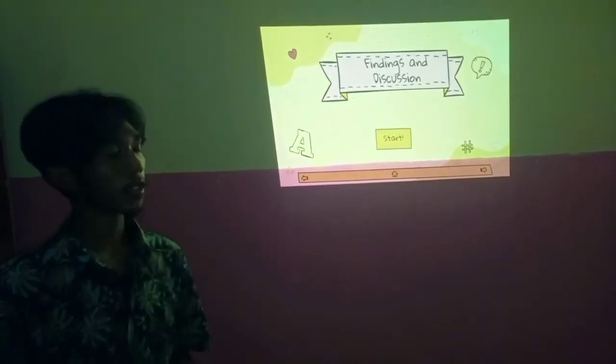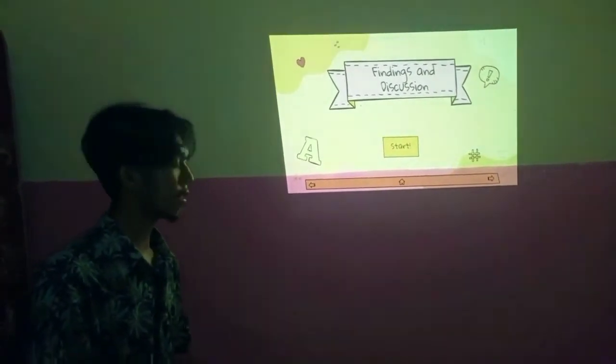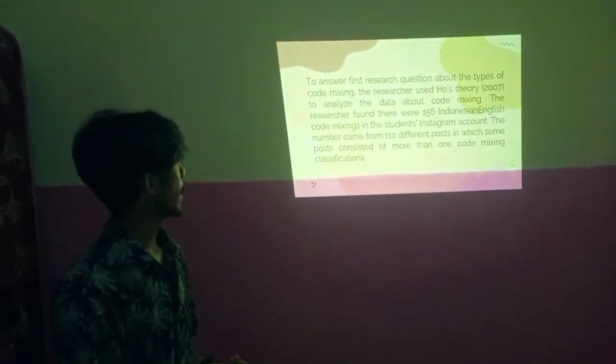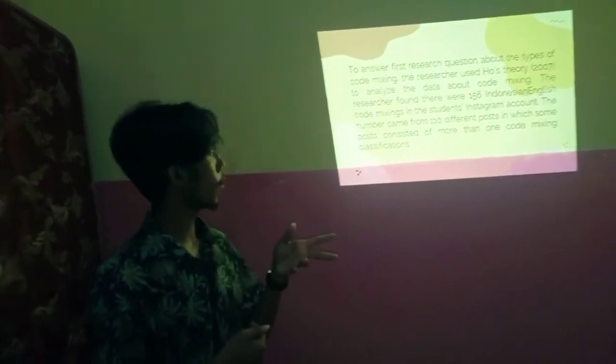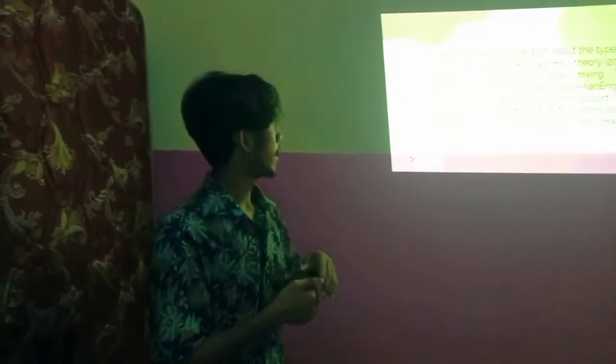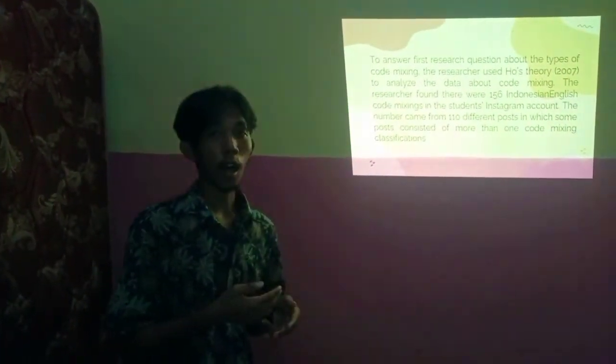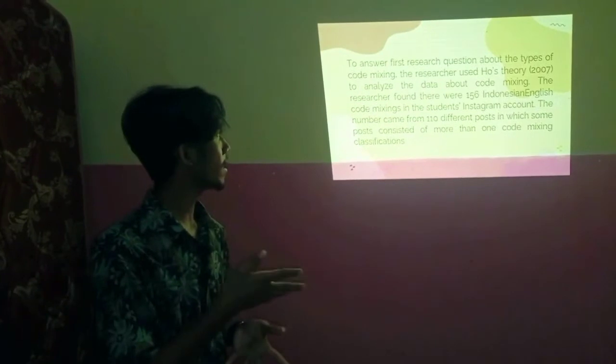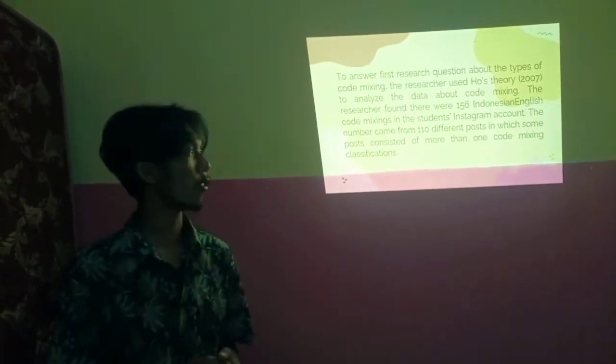Okay, let's move to findings and discussion. Next slide. To answer the first research question about the types of code mixing, the researcher used Hoffmann's theory 2007 to analyze the data about code mixing. The researcher found there were 156 Indonesian English code mixing instances in the students' Instagram accounts.